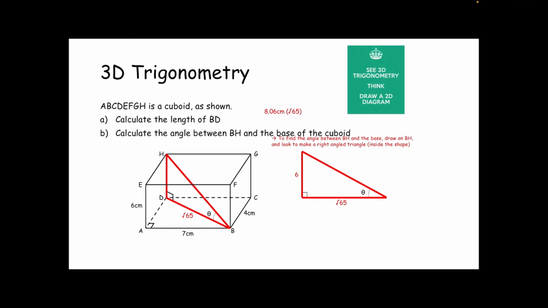Draw it out separately. Label your sides and write in the lengths that you know. We are looking for the angle between BH and the base. Let's call it theta. We know that the distance from H to D is 6 centimeters, as it is the same as the distance from E to A. And we found in the previous question that the distance from D to B was root 65.